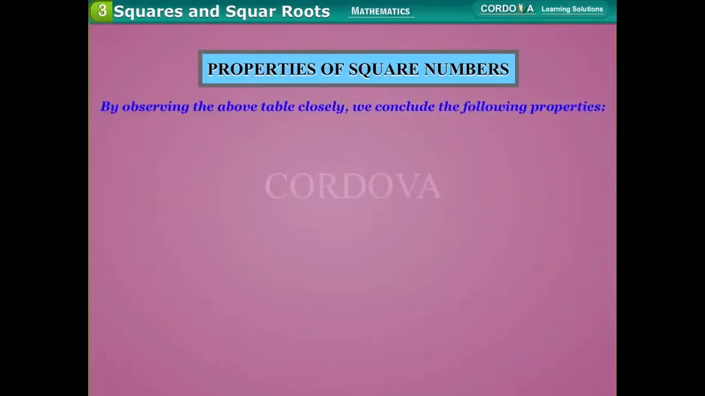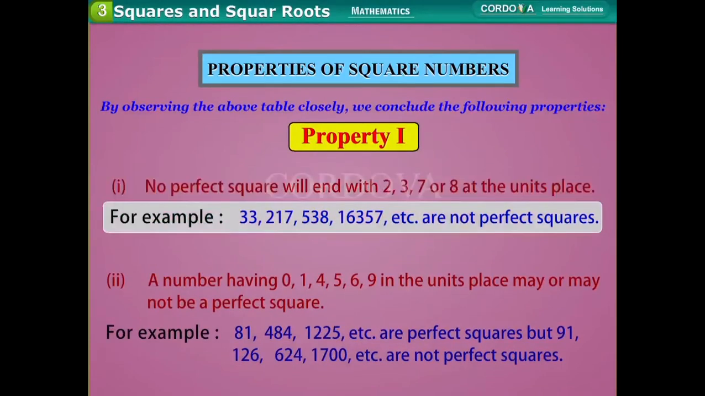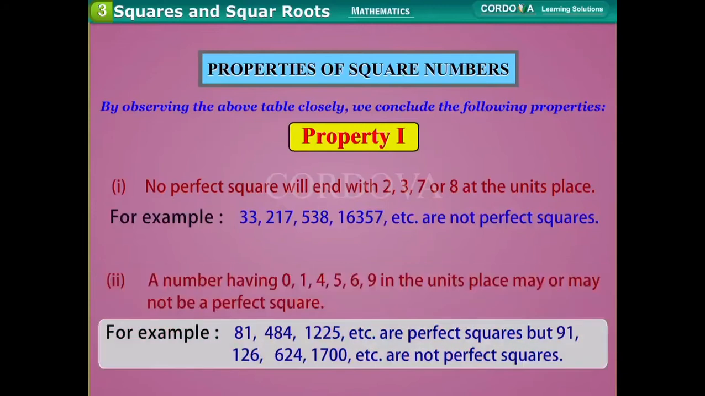By observing the above table closely, we conclude the following properties. Property 1. No perfect square will end with 2, 3, 7 or 8 at the units place. For example, 33, 217, 538, 167, 357, etc. are not perfect squares. A number having 0, 1, 4, 5, 6, 9 in the units place may or may not be a perfect square. For example, 81, 484, 1225, etc. are perfect squares, but 91, 126, 624, 1700, etc.